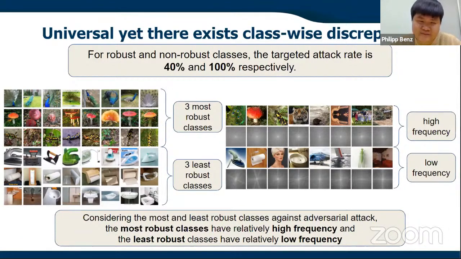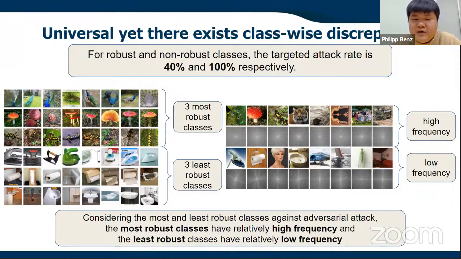At first sight, when you see the images on the left, the most robust classes have samples with quite complex features, kind of high frequency content. And the non-robust classes all seem to have flat regions. For example, in the case of the wash bin, in many cases the whole sample is just something white, which occupies a large region.